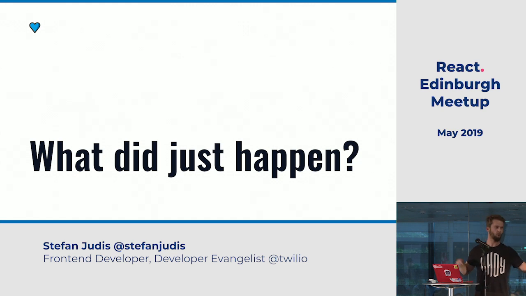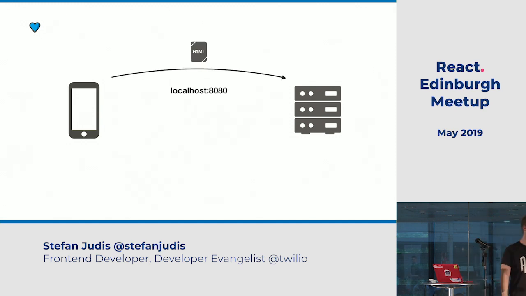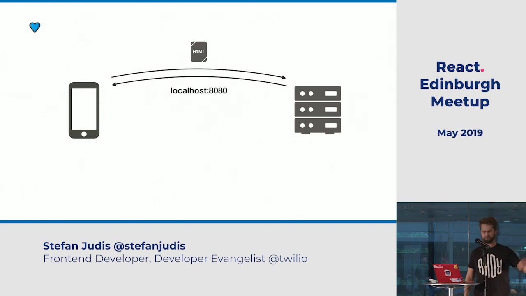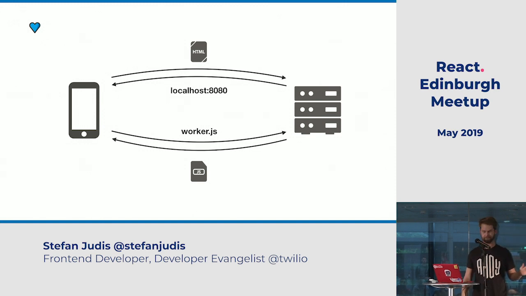So, what did just happen? So what happened is that my browser makes a request to localhost 8080. This one returns this empty shell, right? It's index.html just with a worker.js. Worker.js is requested, which initializes React and then is actively working and running.